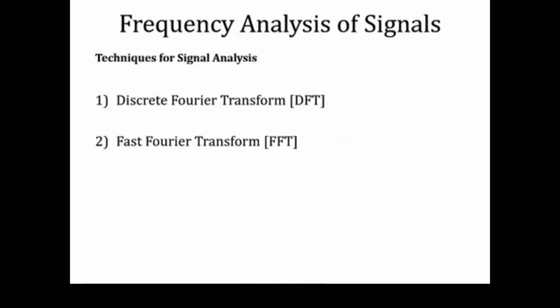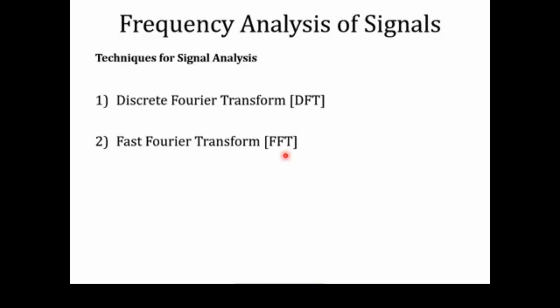These are the techniques which are used for both signal analysis and signal synthesis. The first technique is discrete Fourier transform, abbreviated as DFT, while the second technique is fast Fourier transform, abbreviated as FFT. These two techniques are the most widely used signal processing techniques, which offer their applications not only in DSP, but you will find their applications almost everywhere.